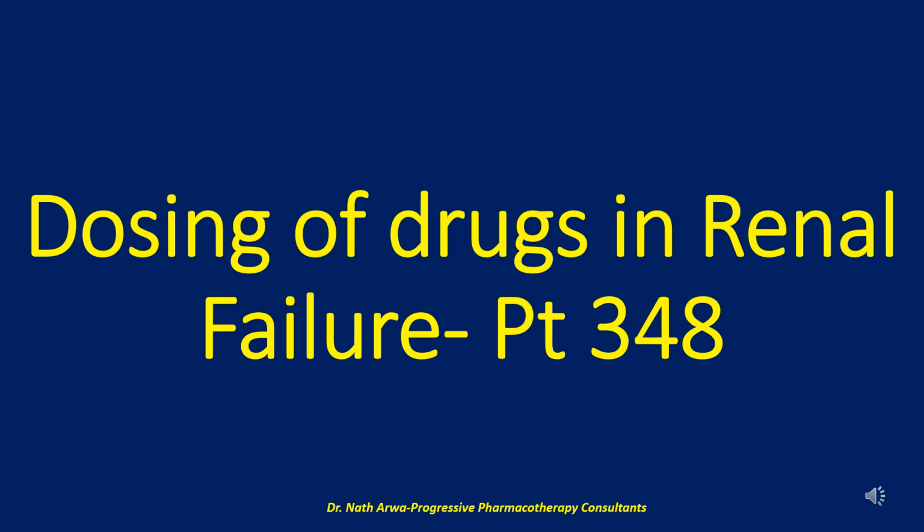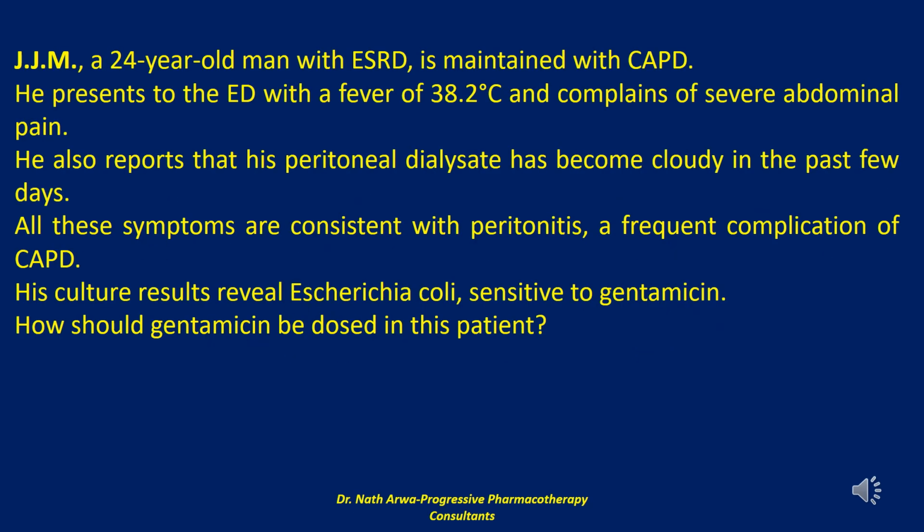I now welcome you all to part 348 of our pharmacotherapy series, which majors in dosing of drugs in renal failure. The next case reads: JJM, a 24-year-old man with end-stage renal disease, is maintained with CAPD. He presents to the emergency department with a fever of 38.2 degrees Celsius and complains of severe abdominal pain. He also reports that his peritoneal dialysate has become cloudy in the past few days.